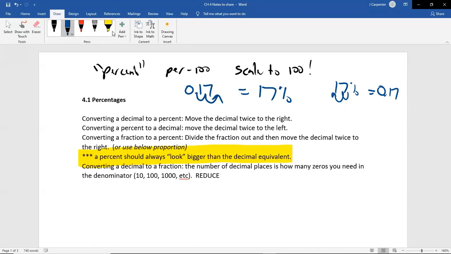For converting a fraction to a percent, all you've got to do is divide the fraction out. You've got calculators, so you don't even have to worry about long division. Just type A divided by B, and then move the decimal twice to the right. Well, why do you do this last part? Because after you divide the fraction, you'll have a decimal, and then you're just converting a decimal to a percent. So it's kind of a two-parter.